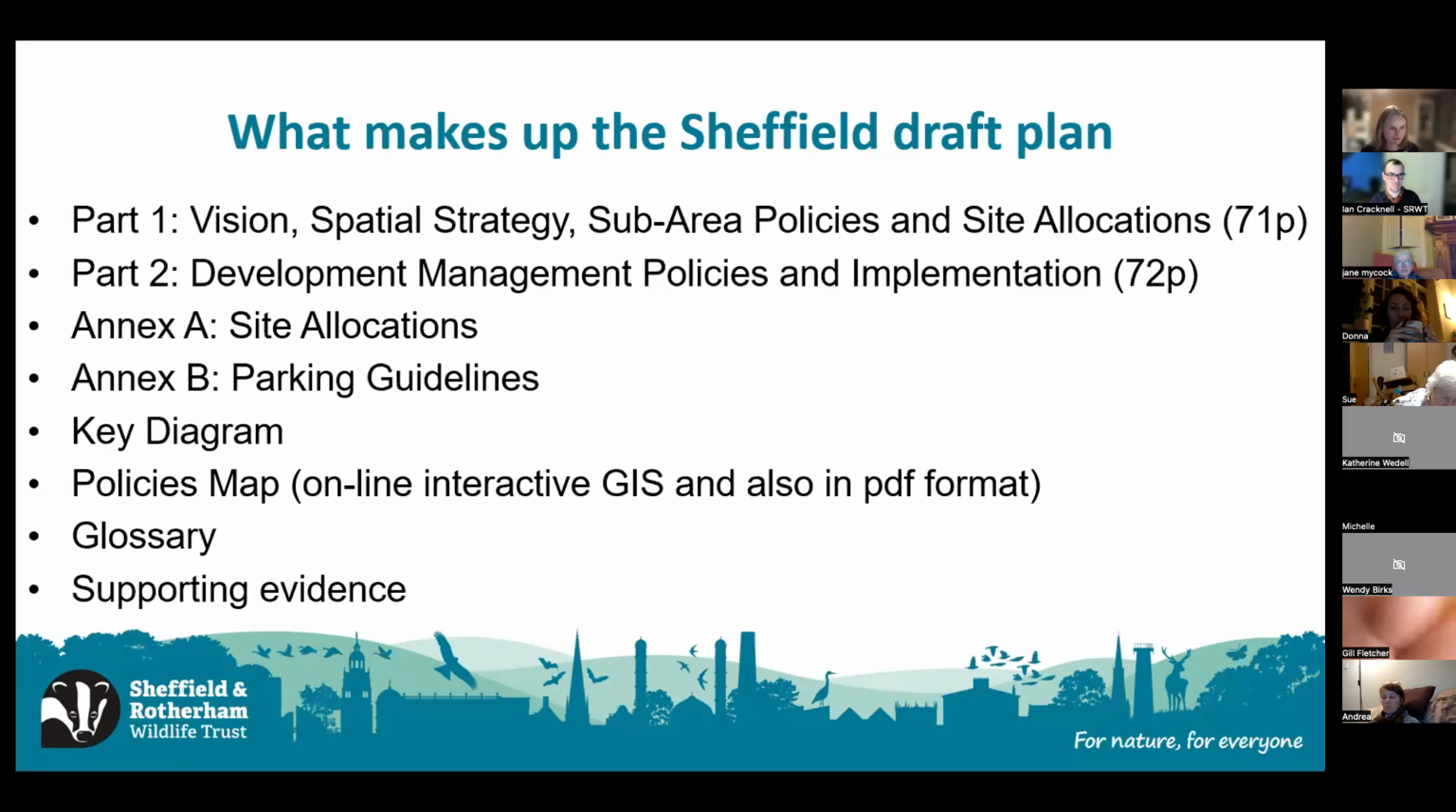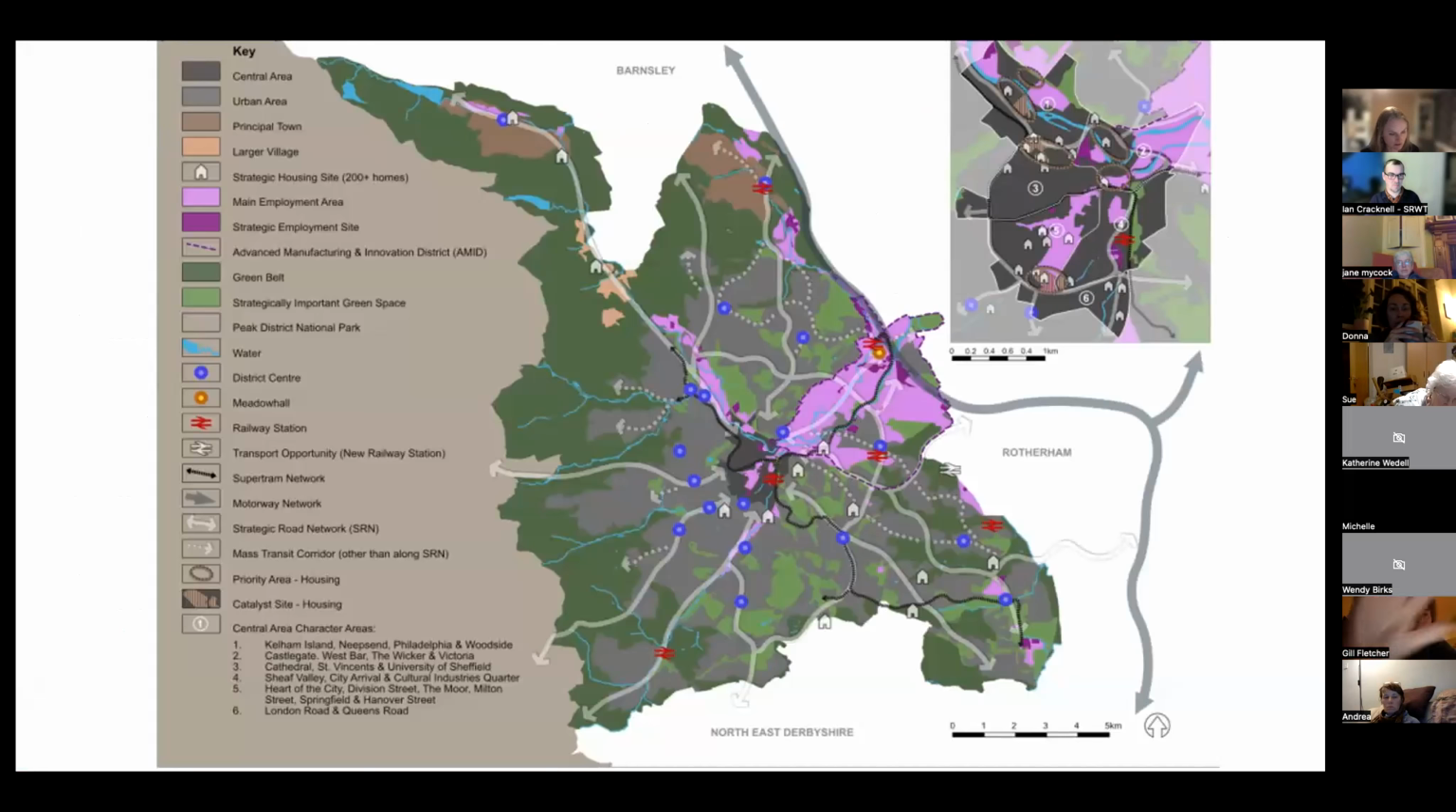This is the key diagram, which shows a general overview of what the council is trying to achieve from a strategic point of view: where the main employment areas are in pink, where the main travel routes are, where the green belt is, etc. So there's an overview, and there's a close-up of the central area there.